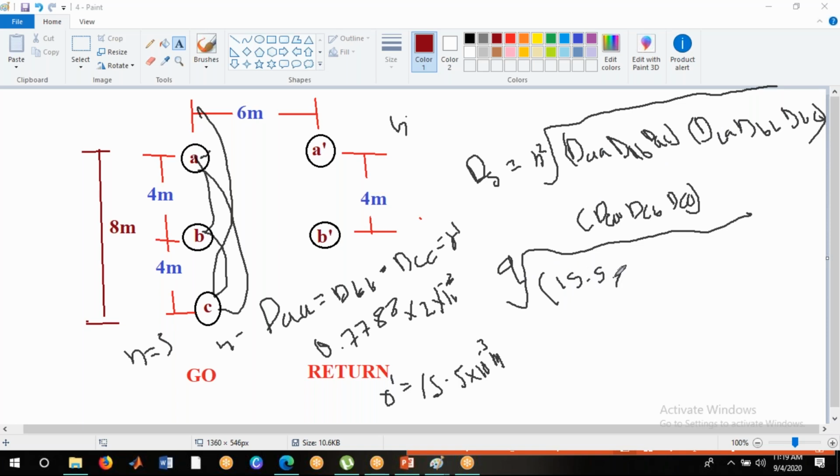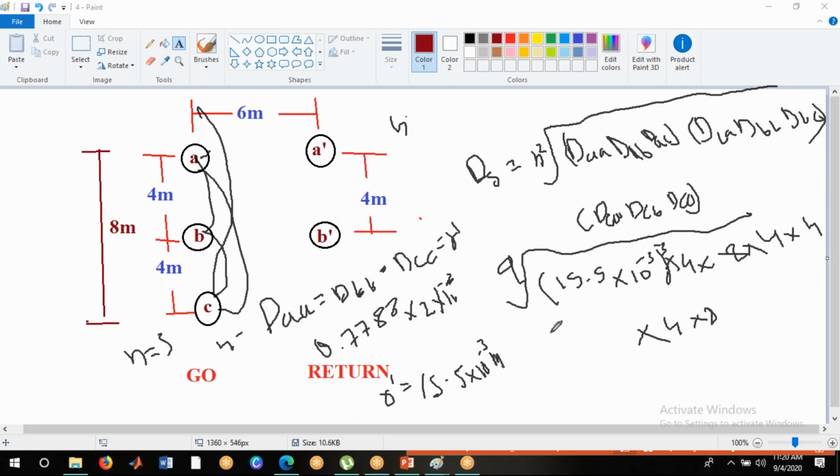So you can write 15.5 into 10 power minus 3, whole cubed. Because we get 3 terms, I put whole cubed. Into what is the distance between DAB? 4. Into what is the distance between DAC? 8. Into the distance between DBA? 4. Into DBB, which we already wrote here. Next DBC is 4. So 3, 4, 5, 6, 7. So we have 2 more terms. DCB is 4 and DCA is 8.